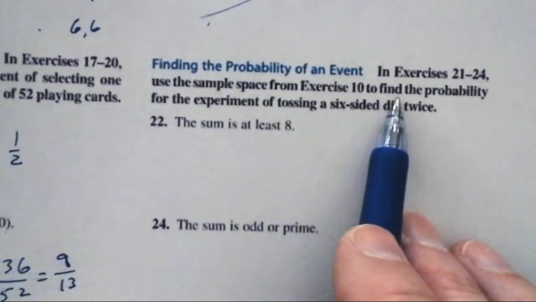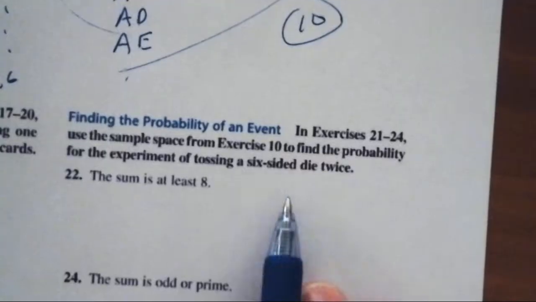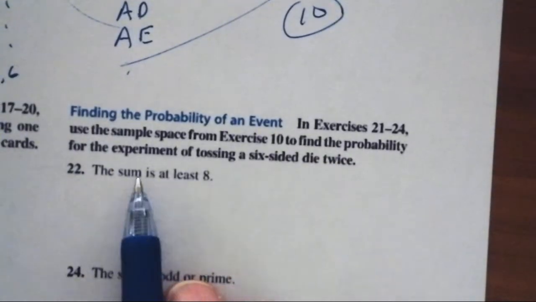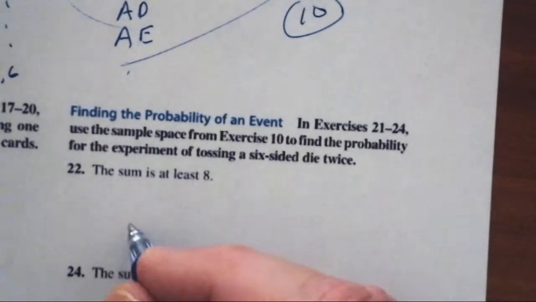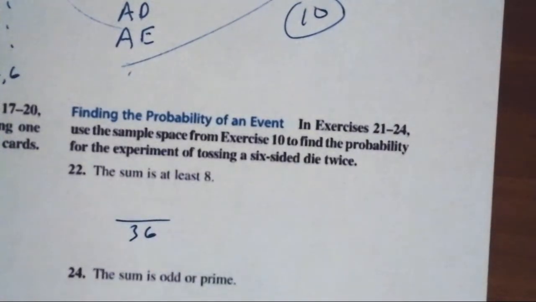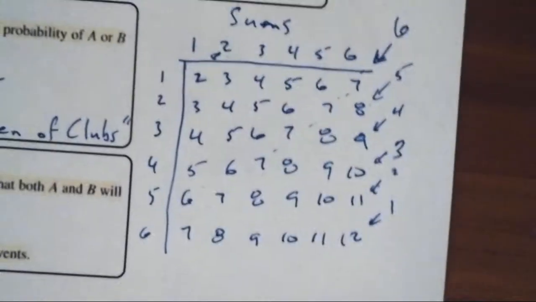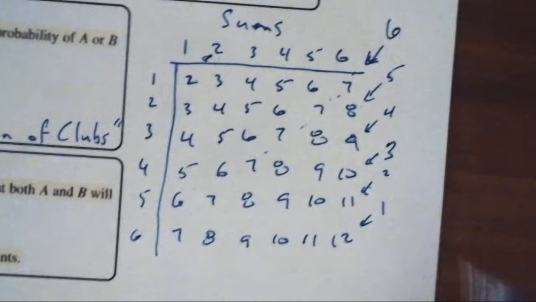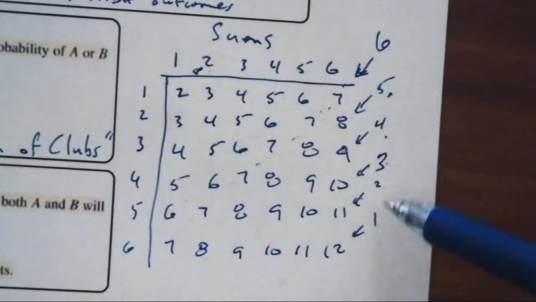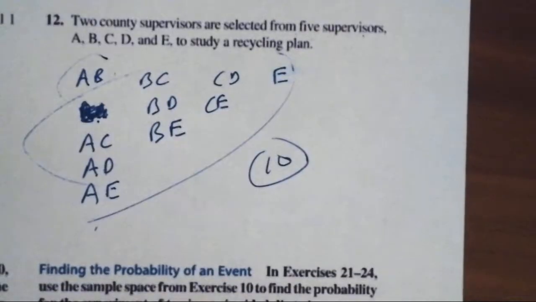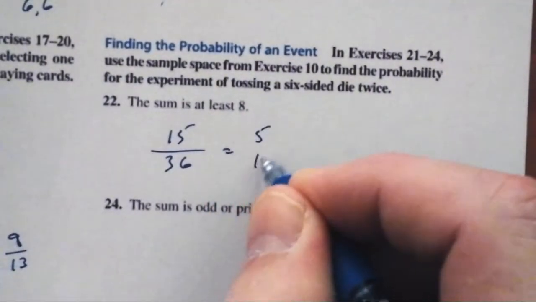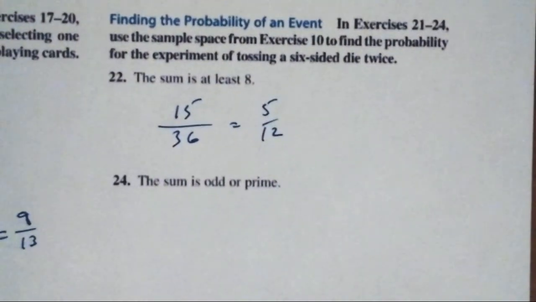Use the sample space from 10. So I'm really going to use this to find the probability for the experiment. Sum of at least 8. So the probability is we got 36 things that are going to happen. The denominator is a breeze. How many of those are at least 8? And we say, well, that's 5 and 4 and 3 and 2 and 1, or 9, 12, 13, 14, 15 out of 36, reduced by 3, 5 twelfths.